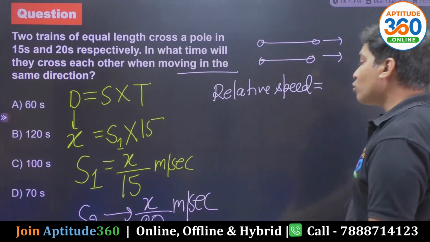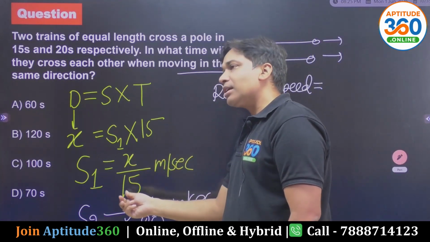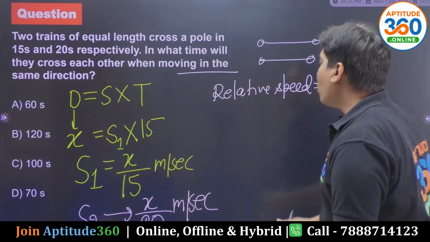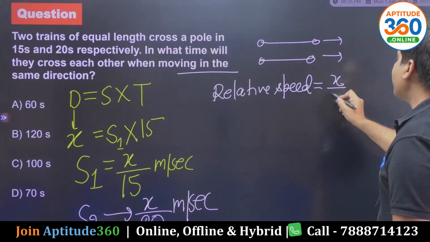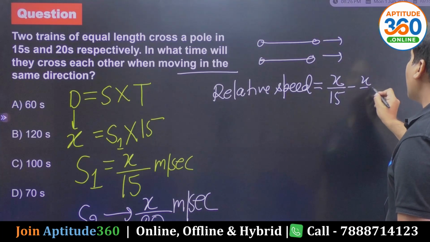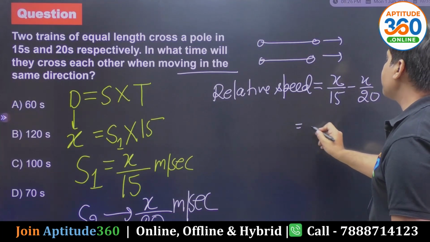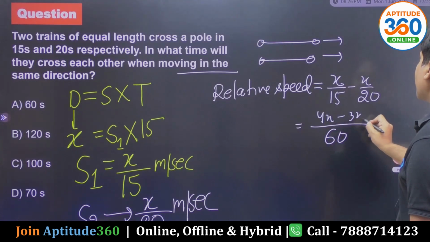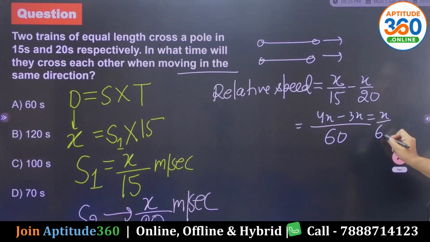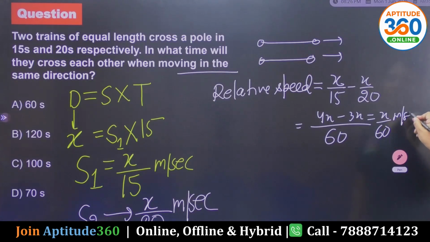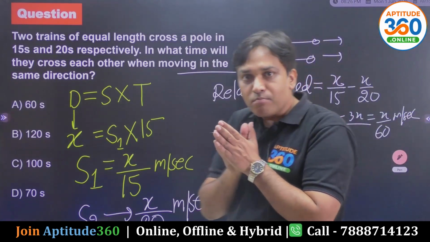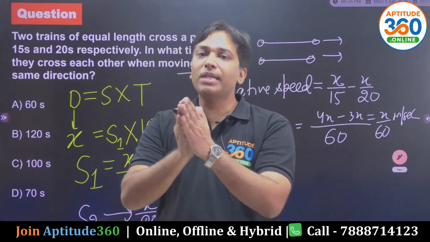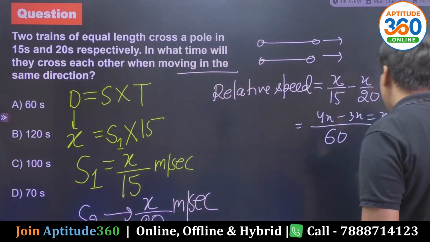तो अभी इन दोनों में बड़ा कौन है? बड़ा वही है जिसका डिनोमिनेटर छोटा है. तो अब क्या होगा? This is x by 15 minus x by 20. Let's take the LCM. This is going to be 4x minus 3x, and that is x by 60. Meter per second is going to be the relative speed of the train provided they both are moving in the same direction. We have found out the relative speed.